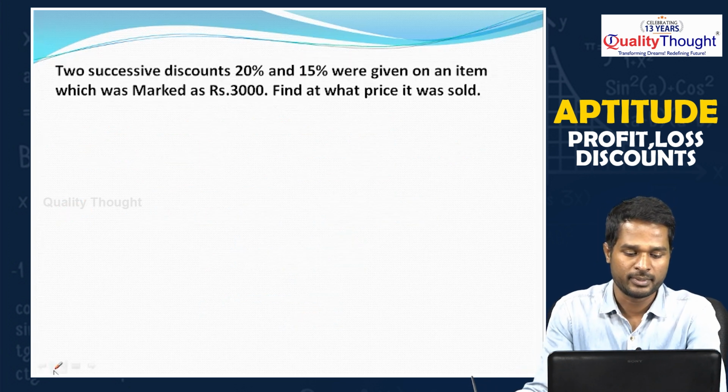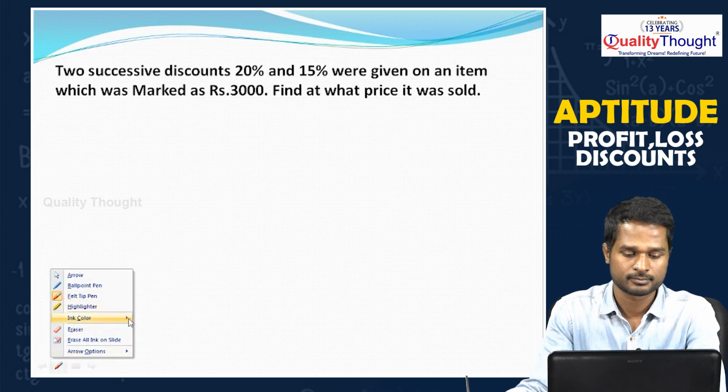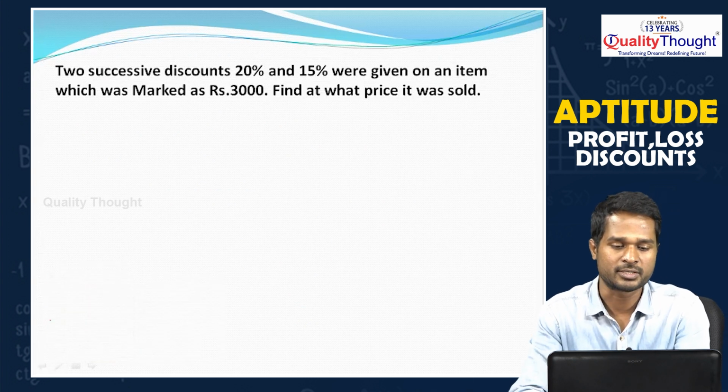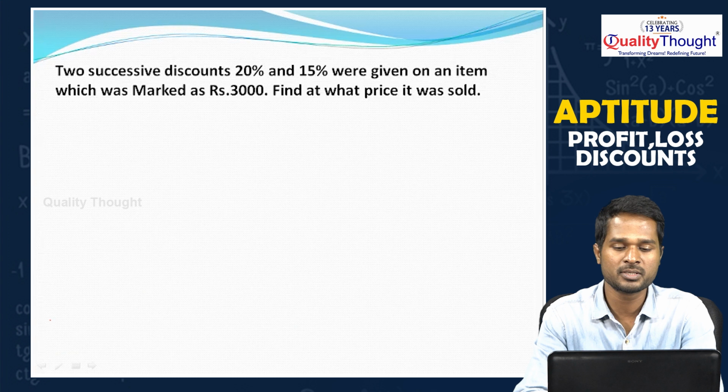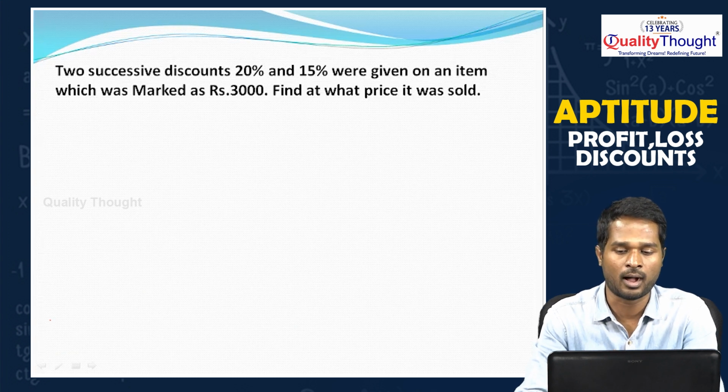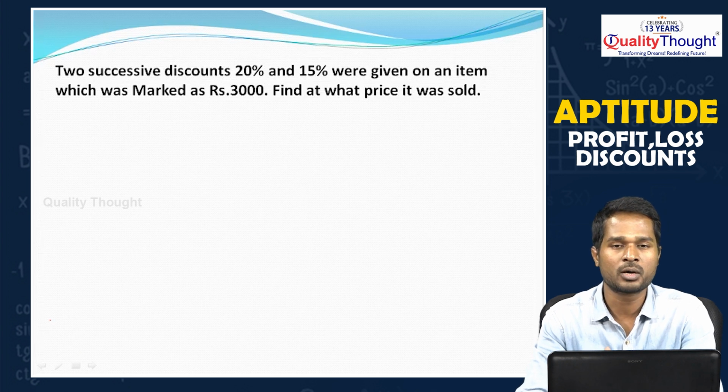Let us see the question. Next question says, two successive discounts, 20% and 15%, were given on an item which was marked as 3000. Find at what price it was sold.